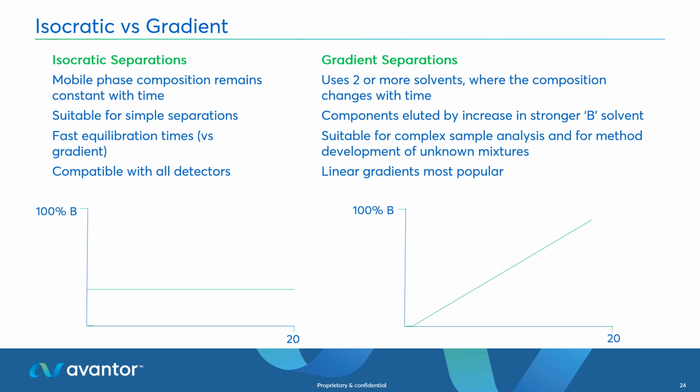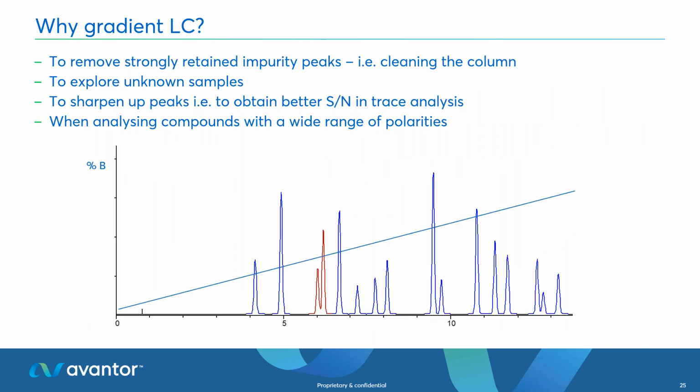And you can see here some examples of what that's like. So isocratic, we have consistent mobile phase through the duration of the run. And for a gradient, we increase the percentage B. There are big advantages to working with gradients. Mostly if you have a different hydrophobicity range or a different polarity range for your analytes in the sample, then a gradient is a really good way to separate them all within a decent time frame.